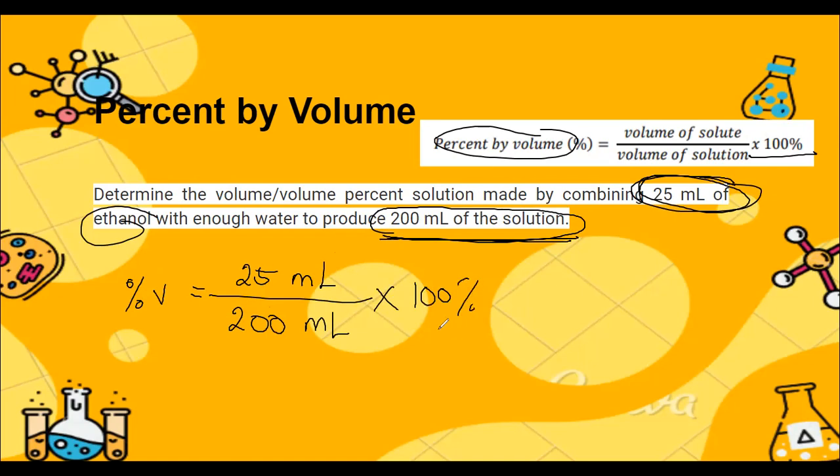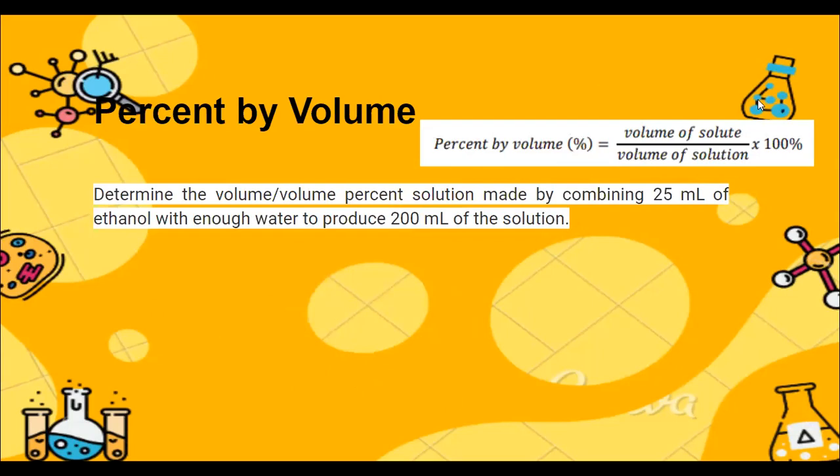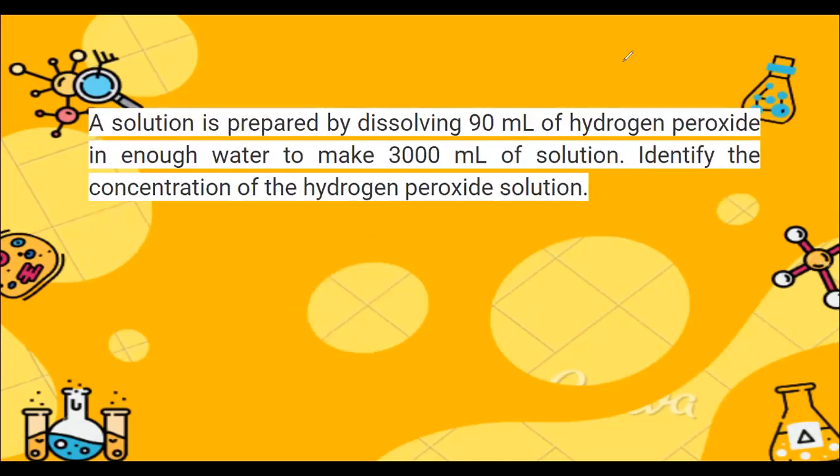So our answer, 25 divided by 200 times 100%, that is 12.5. Cancel out the same unit, and the remaining unit is the percent sign. So our percent volume is 12.5%. Moving forward, second problem for percent by volume.